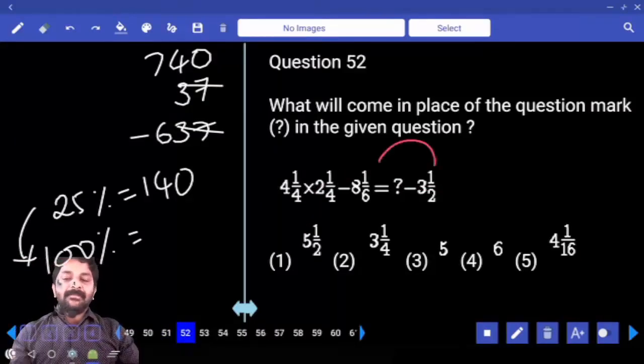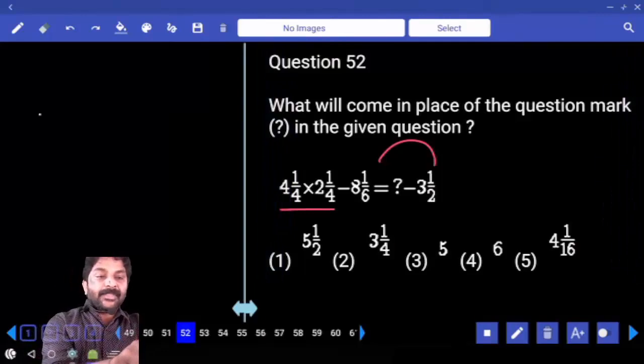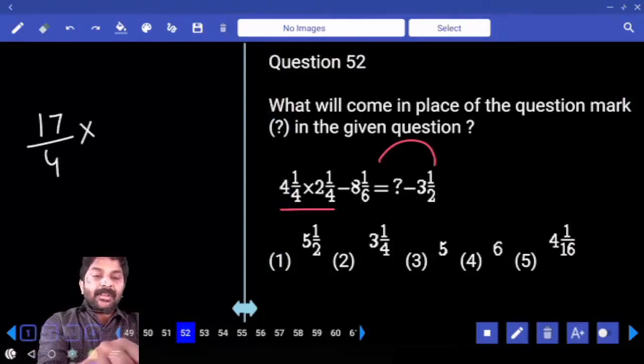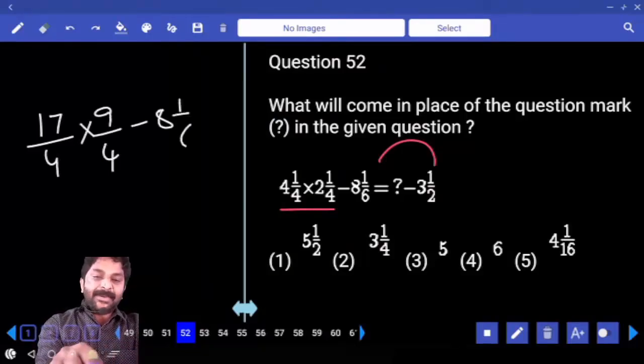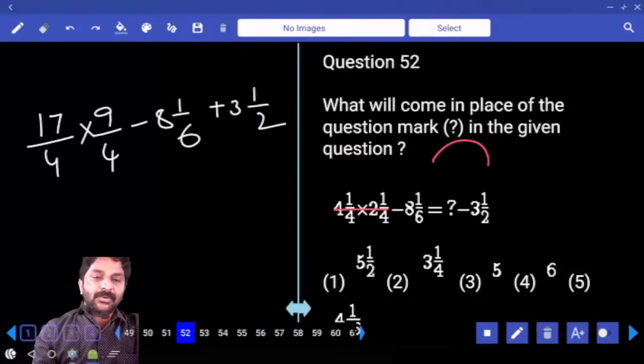Take minus 3 1 by 2 left hand side. That becomes plus 3 1 by 2. Right. First complete this. 4 1 by 4. 17 by 4 into 9 by 4 minus 8 1 by 6. Keep it as it is. And then plus 3 1 by 2. Correct? Yes. So no more cancellations.